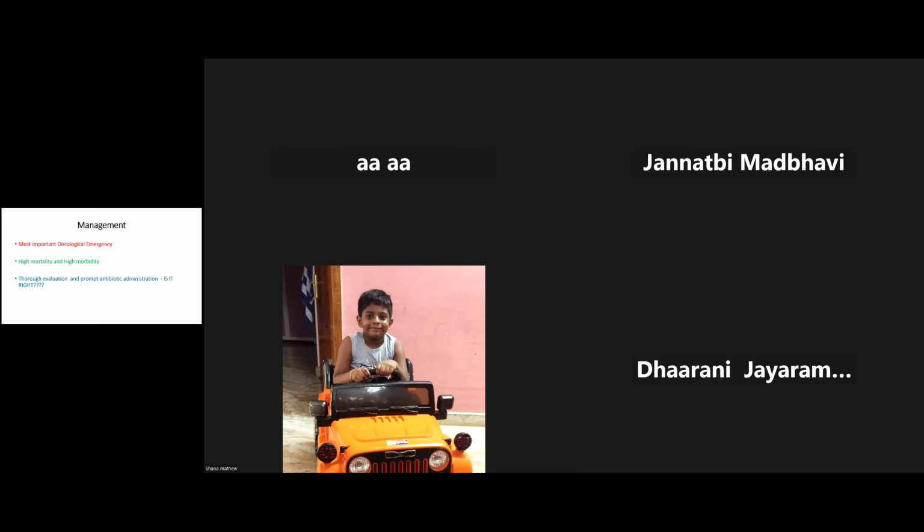So management, febrile neutropenia is the most important oncological emergency because it has a high morbidity and high mortality rate. So thorough evaluation and prompt antibiotic administration reduces this mortality and morbidity. So in febrile neutropenia, you should always do, then think. Think and do is better avoided. So, febrile neutropenia is considered as a medical emergency. Initial impression should be done in the first minute. Primary assessment and investigation should be done in the 5 minutes.